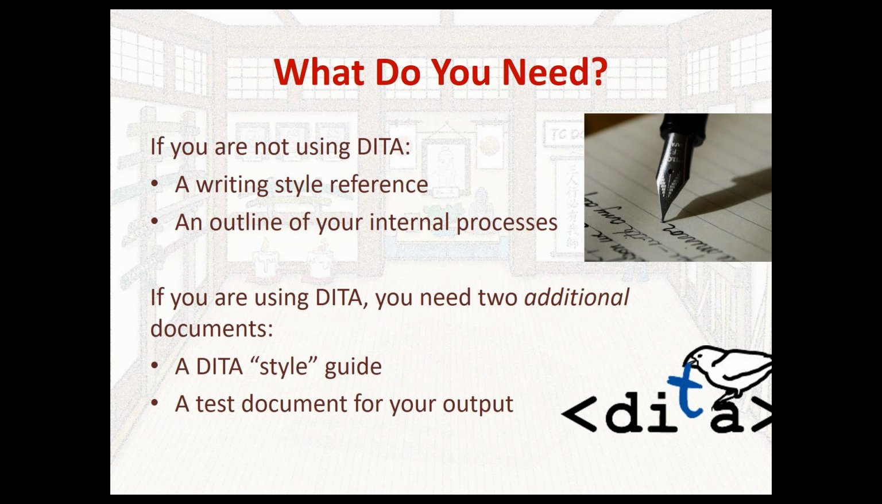So what I'm going to argue that you need, and keep in mind that you can have more internal documents than just what I'm going to describe here, but at the very base you will probably want to have these two if you're not using DITA, and then an additional 2 documents if you are. So if you're not using DITA, I would say that every tech writing team has to have, or should have, a writing style reference, and also at the bare minimum have an outline of your internal processes.